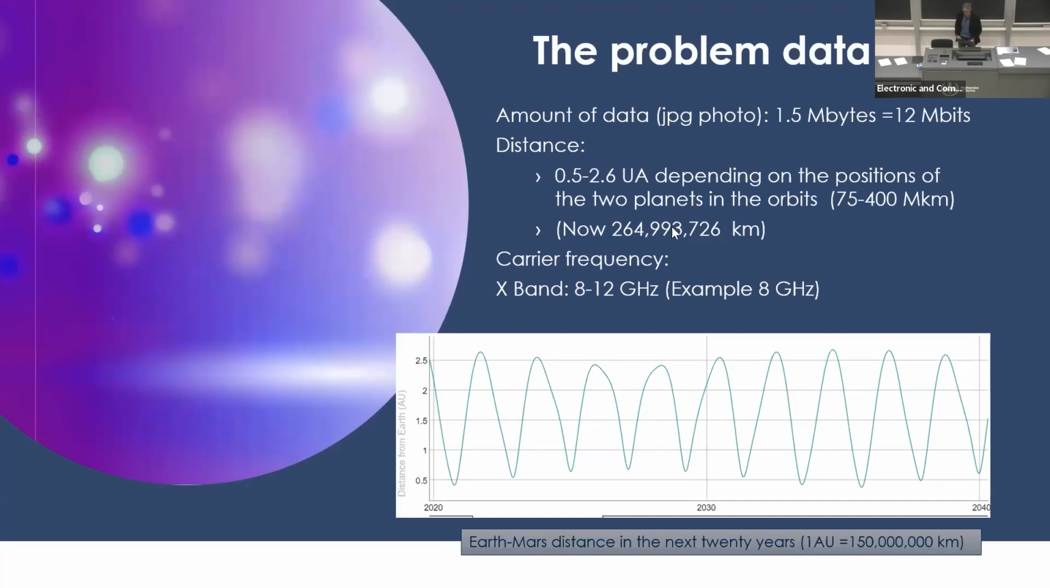And one thing that we have to fix is the frequency that we want to use, the frequency for carrying the signal. Usually for deep space communication, we use the X band that ranges from 8 to 12 gigahertz. And in my example, I will use a frequency of 8 gigahertz. So let's start.